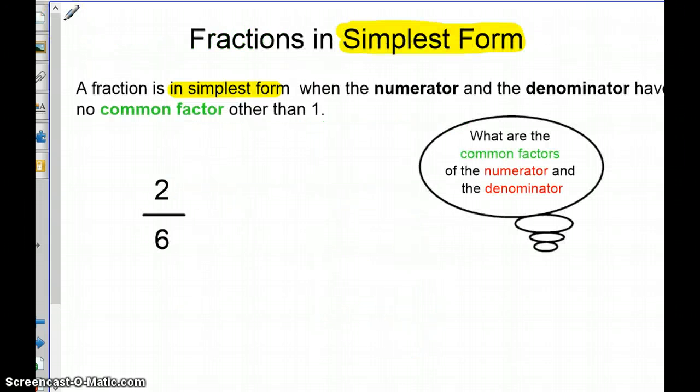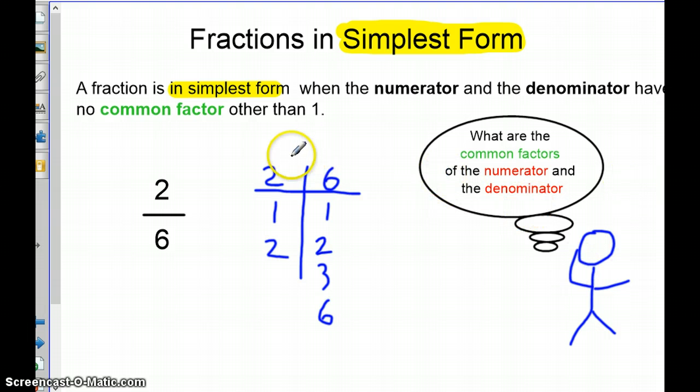In order to find a fraction in simplest form, the numerator and the denominator can have no common factor other than 1. So let's go ahead and list the common factors of our numerator and our denominator. So again, we'll make a T-chart just like I had before, and I'm going to go ahead and list the factors of 2 and list the factors of 6 and see which factors they have in common. So I've listed the factors of 2 and I've listed the factors of 6. 2 is my numerator, 6 is my denominator.